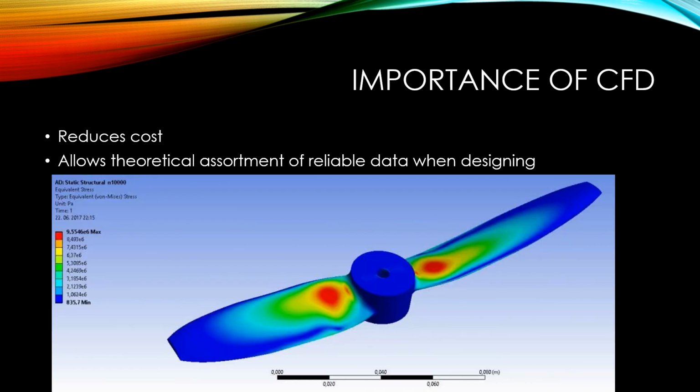The importance of CFD is to reduce cost and to allow theoretical assortment of reliable data when designing. That's to say that it saves money when you do a CFD, so that you won't have to spend a lot of money having to simulate different prototypes on different engines, different other kinds of machine design, machine component design, etc. So this is one of the beauties of CFD: you can simulate it using software like ANSYS, and there are many other software out there these days, but that's the gist of it.